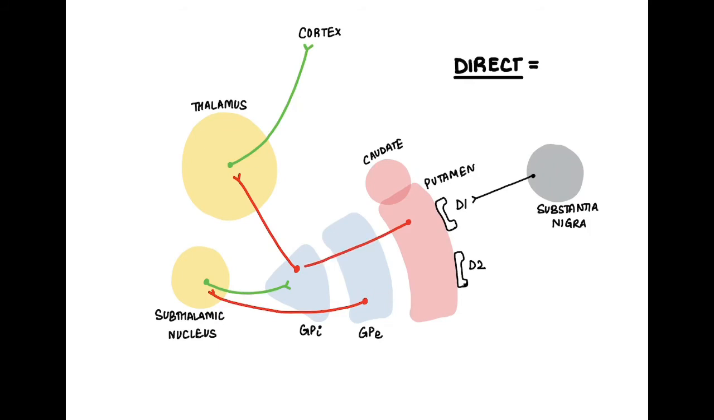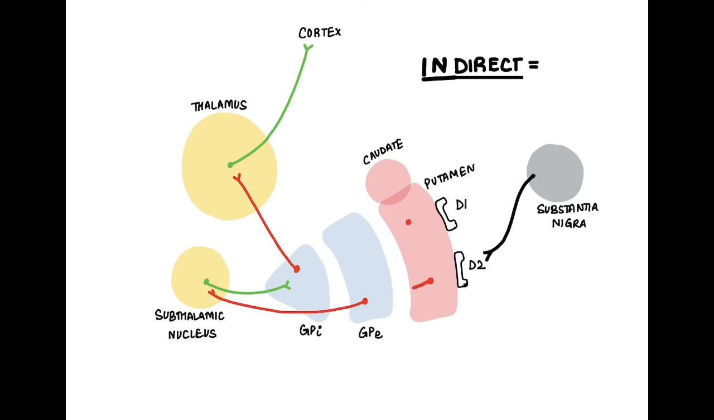And what will happen then? There will be no inhibition to the thalamus, that is, it will get disinhibited, and thereby there will be increased stimulation to the cortex, which will cause, yes, it will cause more movement. Now let's talk about the indirect pathway. What will happen if the D2 receptors get stimulated by dopamine?